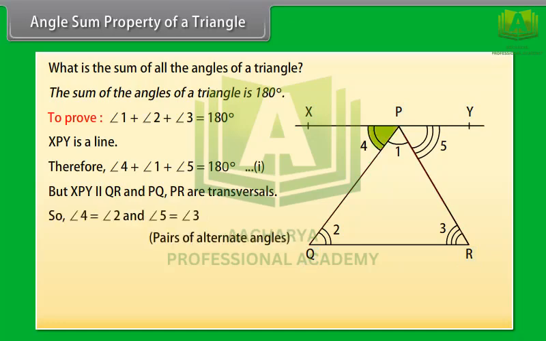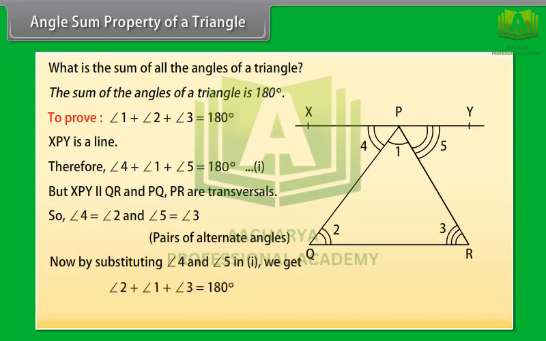So angle 4 is equal to angle 2 and angle 5 is equal to angle 3, because these are pairs of alternate angles. Now by substituting angle 4 and angle 5 in 1, we get angle 2 plus angle 1 plus angle 3 is equal to 180 degrees. Or we can write it as angle 1 plus angle 2 plus angle 3 is equal to 180 degrees.